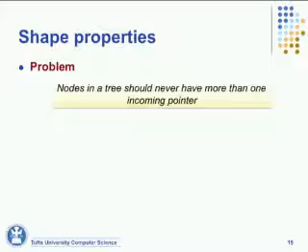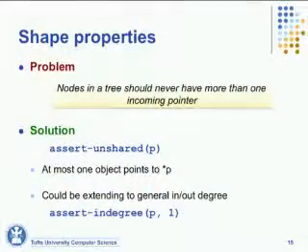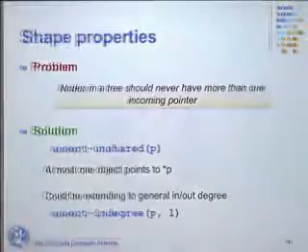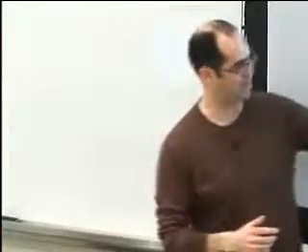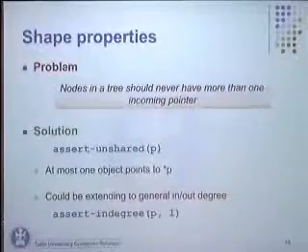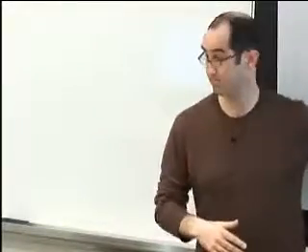So some other problems. I want nodes in my tree. I've got a binary tree or something like that. Nodes in a tree should never have more than one incoming pointer. So I can use assertions like this. Assert unshared: at most one other object points to this object. Or some extension, I can assert in-degree or out-degree of an object, sort of like Trishul's HeapMD stuff, but on a per-instance basis here.